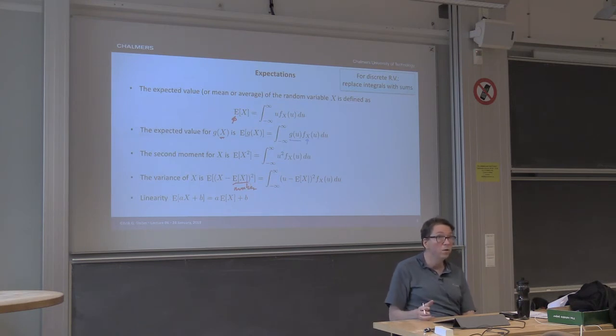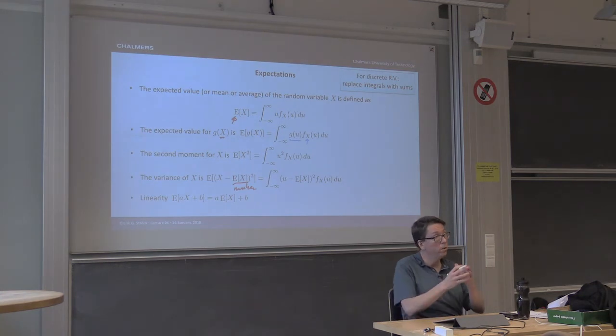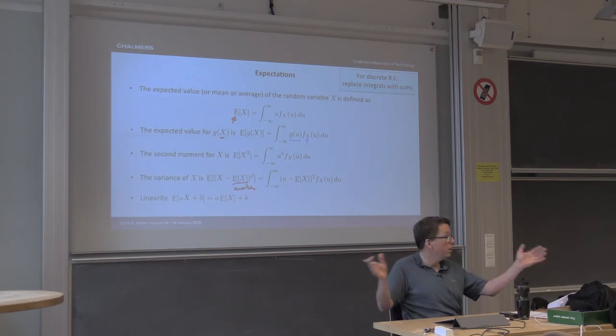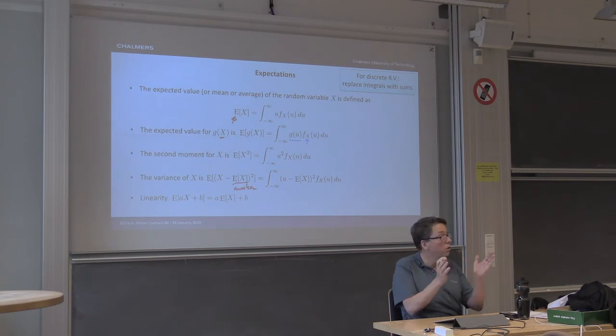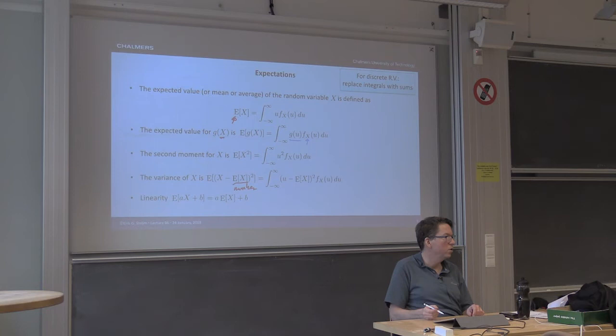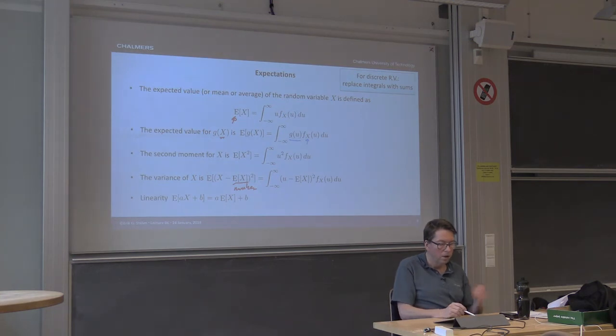So the variance tells us how likely we are to be away from the average. If the variance is large, then there is a lot of variation around the average. If the variance is very small, then there is not a lot of variation around the average. Okay, so the square root of the variance is known as the standard deviation, right? So that's something which is also used for this purpose.